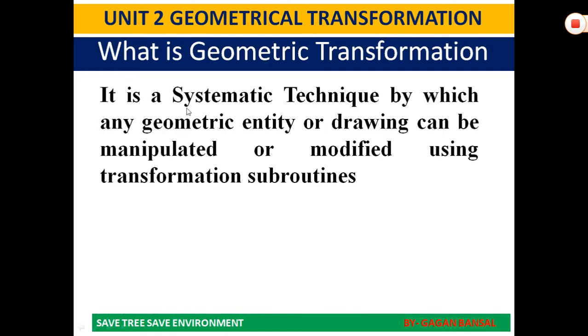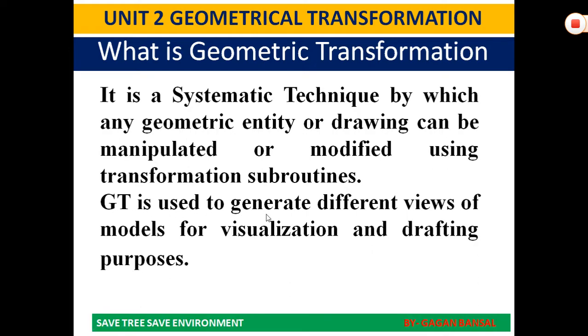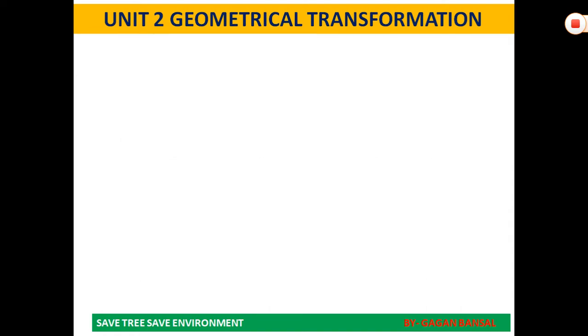Geometric transformation is a systematic technique by which any geometric entity or drawing can be manipulated or modified using transformation subroutines. What does it mean? It means that geometric transformation is used to generate different views of models for visualization and drafting purposes. With the help of geometric transformation, we can have different kinds of views, drafts, and visualizations, that means scaling, translation, etc., that we can see with the help of some animations.